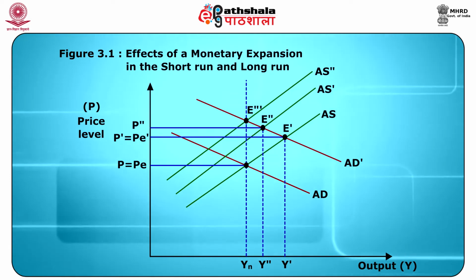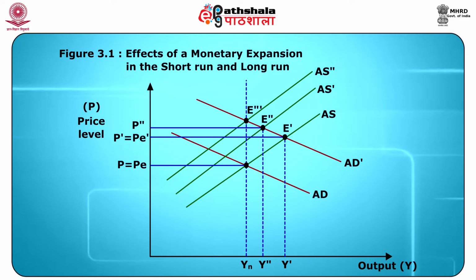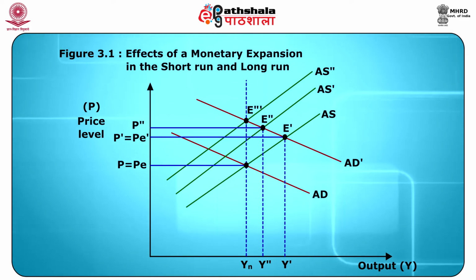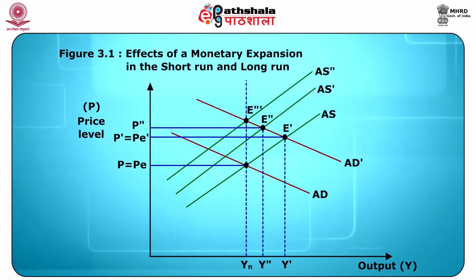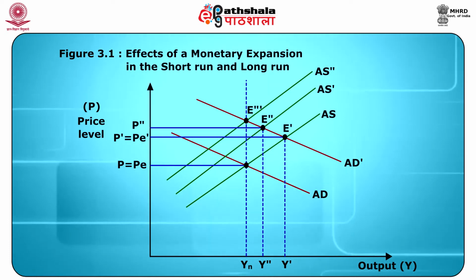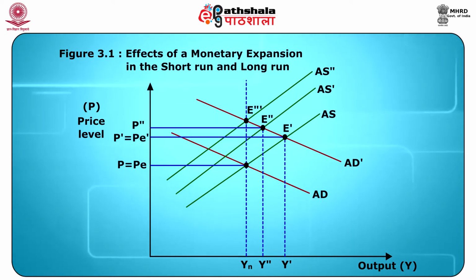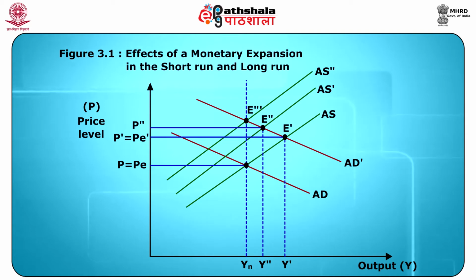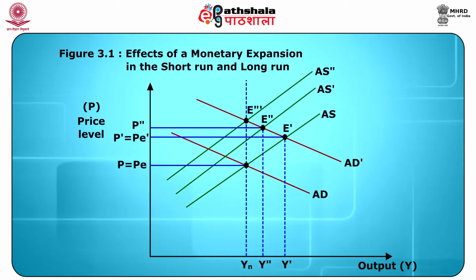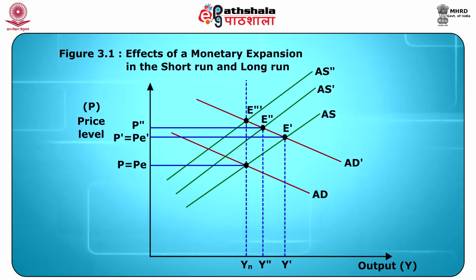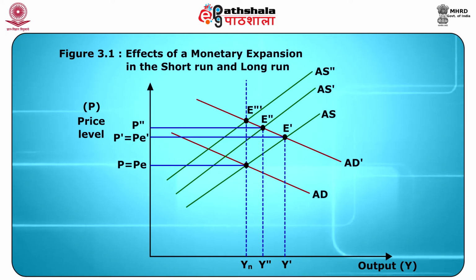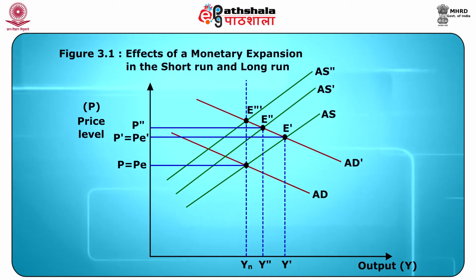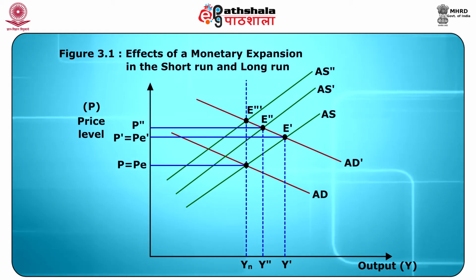Now suppose the central bank increases the nominal money supply from M to M dash, ceteris paribus. It increases the money supply, thereby shifting the aggregate demand curve to the right to AD dash. The new equilibrium is at E dash with the price level rising from P to P dash, and the output increases from Yn to Y dash. This depicts the short run equilibrium. However, the economy will not remain here for long. Observe that P dash is now greater than PE, implying that the actual price level has exceeded the expected price level.